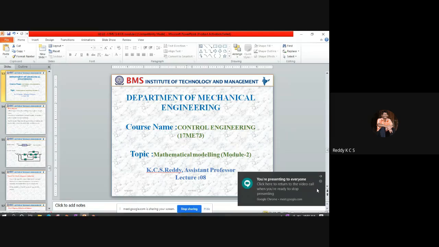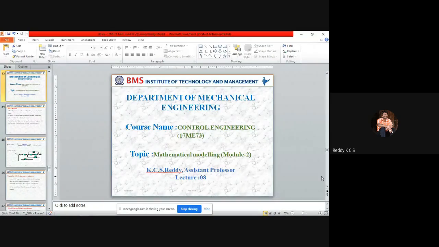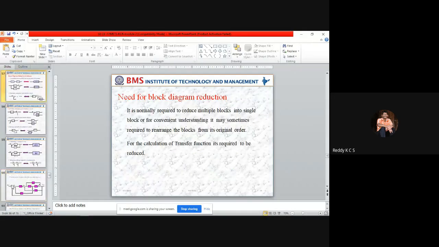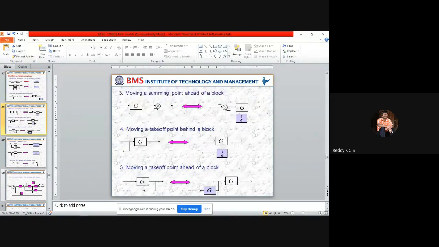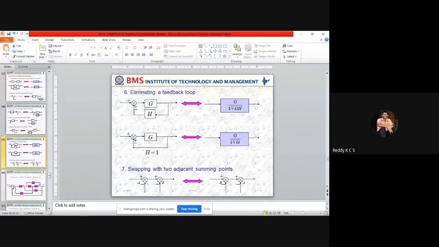Good morning. Today we are going to discuss the block diagram reduction tools, in continuation with the previous class. In the previous class we discussed shifting a summing point towards the right or towards the left, and how to move the summing point without changing the output. So these are the rules which I have discussed till now.